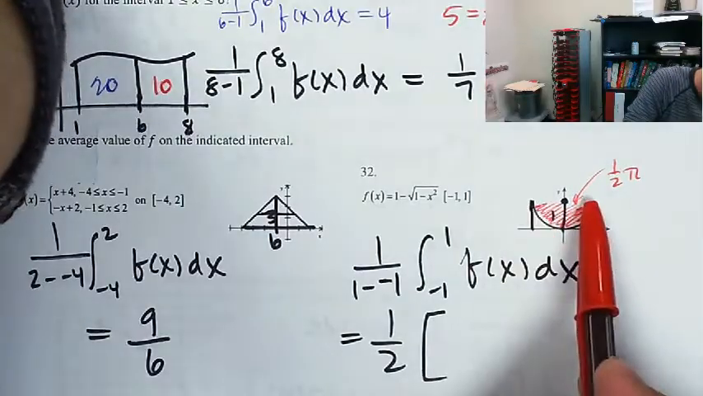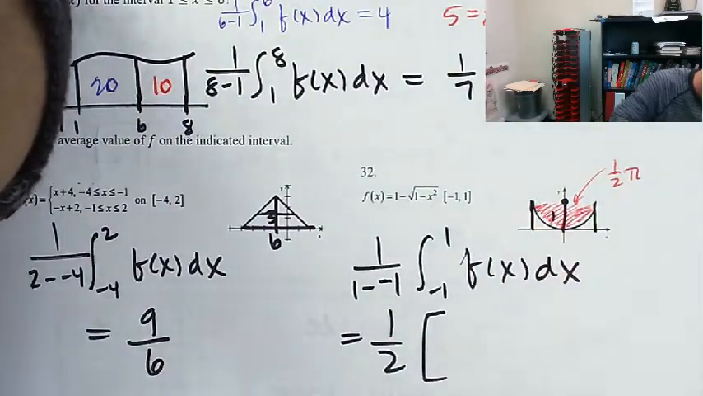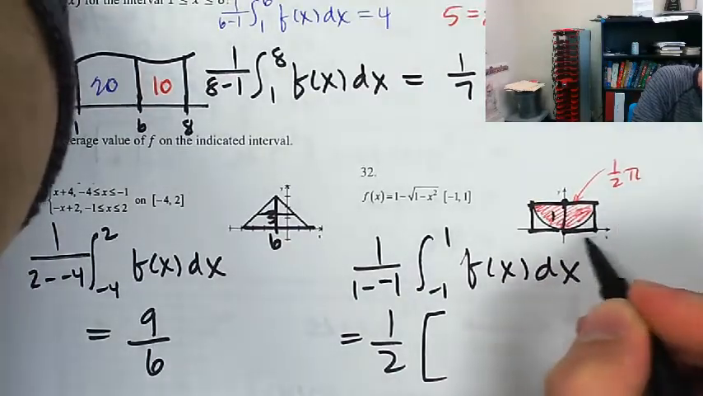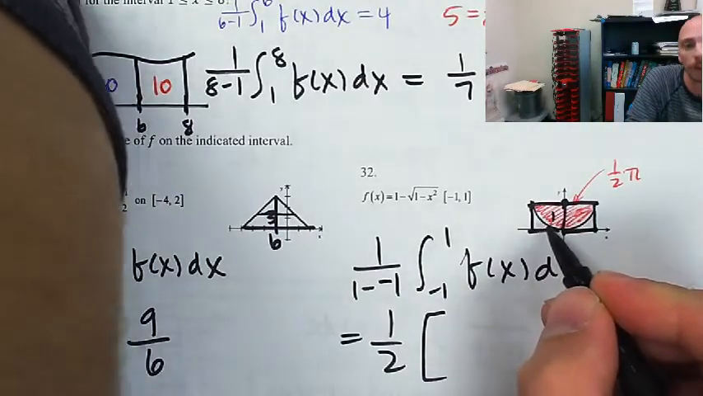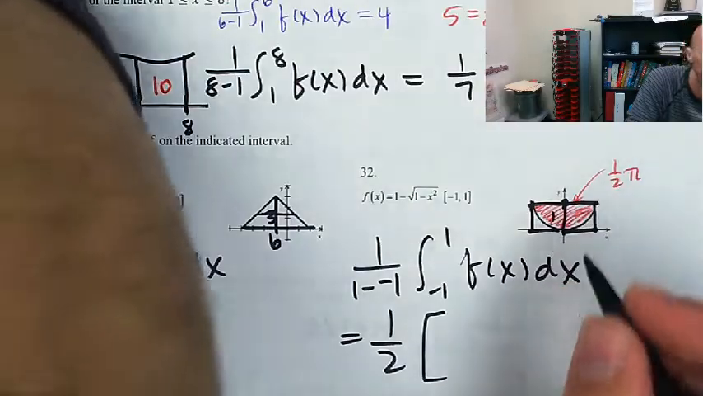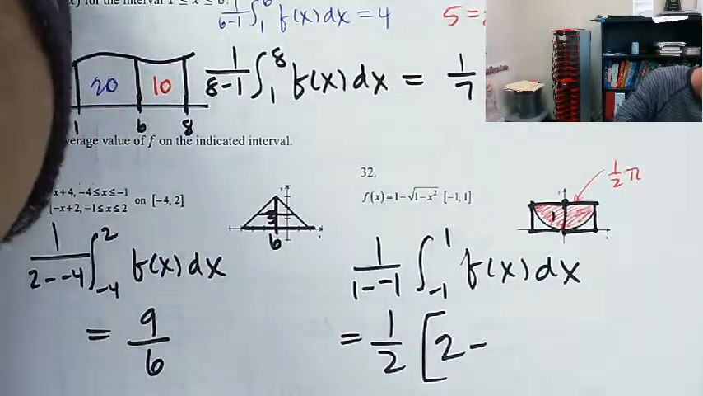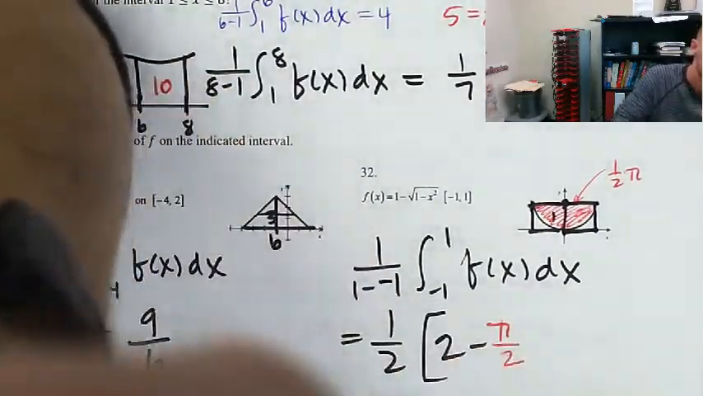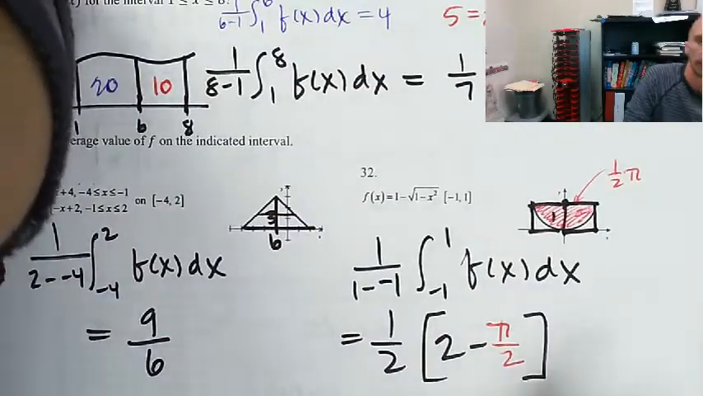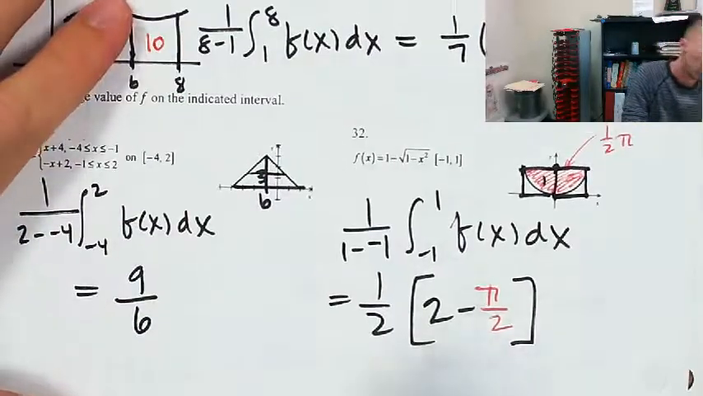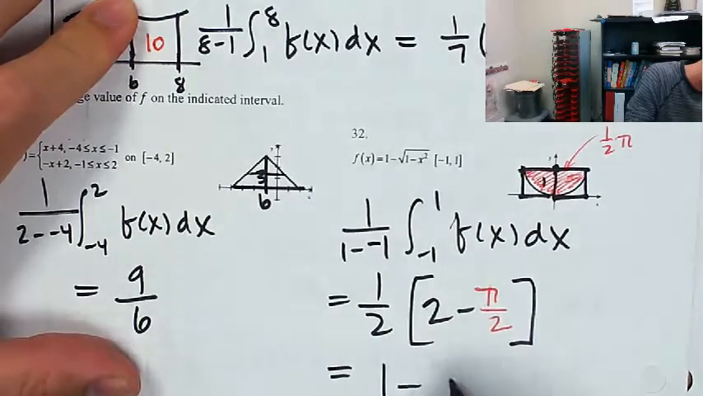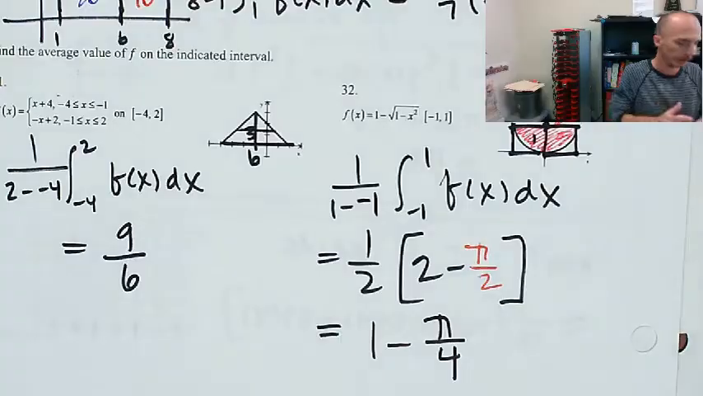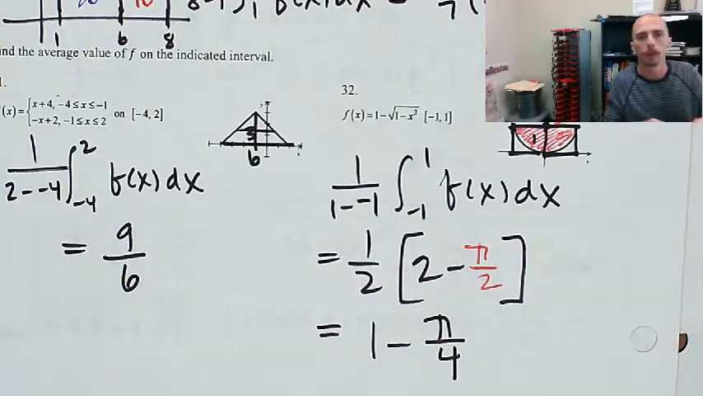Now the whole thing is 2 units, right? Because there's 1 unit right there and 1 unit right here. So the area of the white region is going to be 2 minus the area of the red region. And if I just had to simplify that, then I would say that would be 1 minus pi over 4. And that's all I got for you for this video.